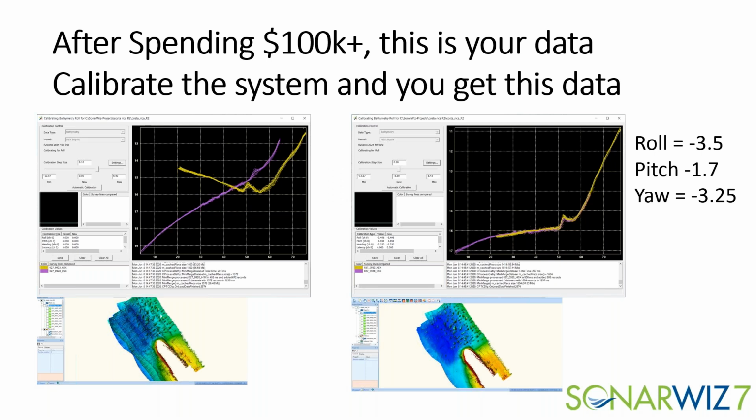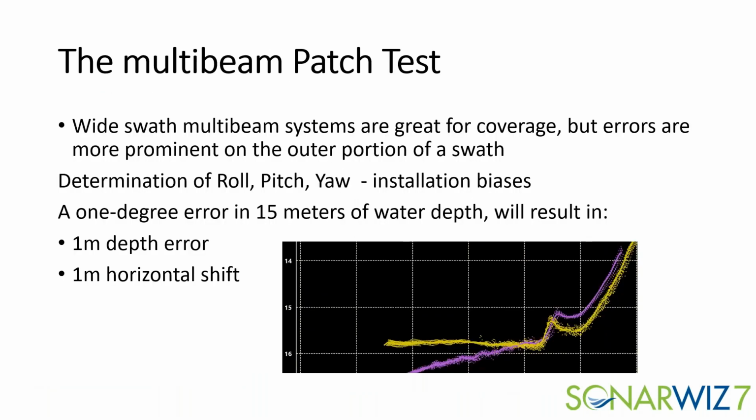make a huge difference. If we look at the multi-beam patch test, wide swath multi-beam systems are great for coverage, but as we go further and further out, the errors get exaggerated. In shallow water, we don't see it as much. In deep water, we're talking 20, 30, 40 meters, we're going to see problems in the data. A 1 degree error in 15 meters of water gives you a 1 meter depth error and a 1 meter horizontal shift. So there's a position error and a depth error that we have to be careful of.